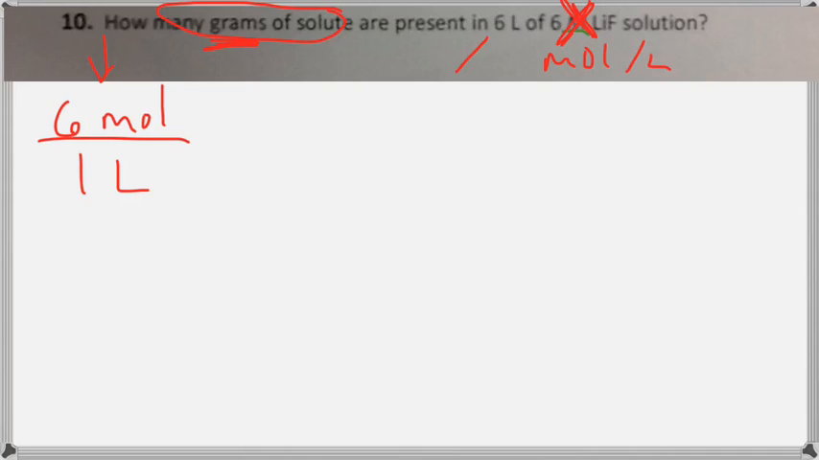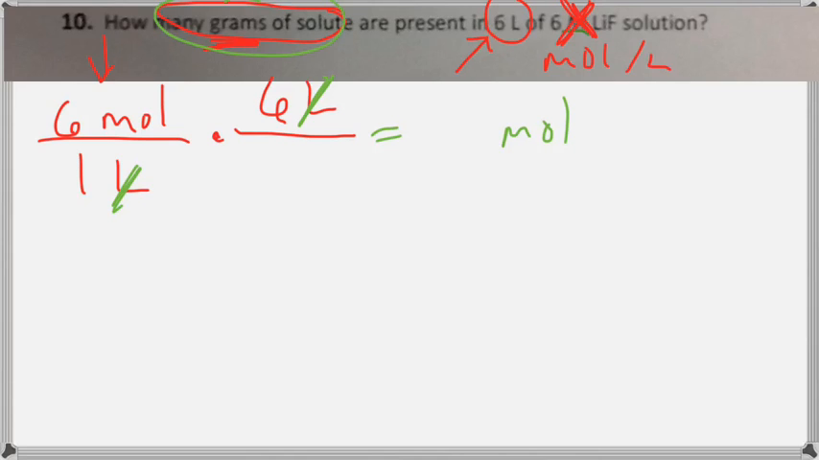Well, if we go back to the problem, we can see that they tell us we have 6 liters of solution. So if I do a little dot line here, and I put 6 liters on top, I can get my liters to cancel out. And if my liters cancel out, then that means that now I have converted my number into moles, which is halfway to getting to the answer they want, which is grams of the solute. So 6 times 6 is going to give me 36. I know I have 36 moles of solute.